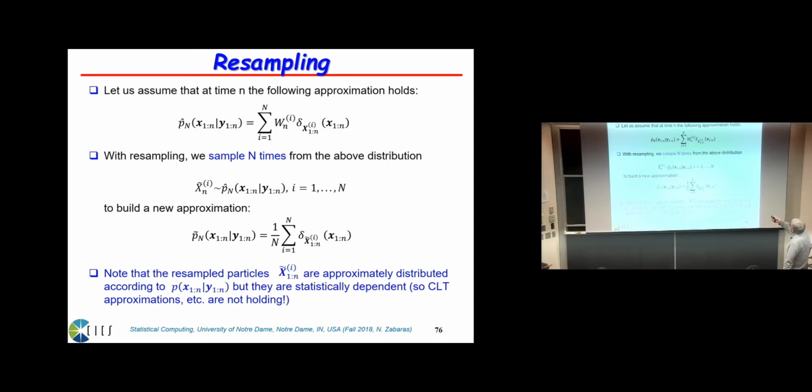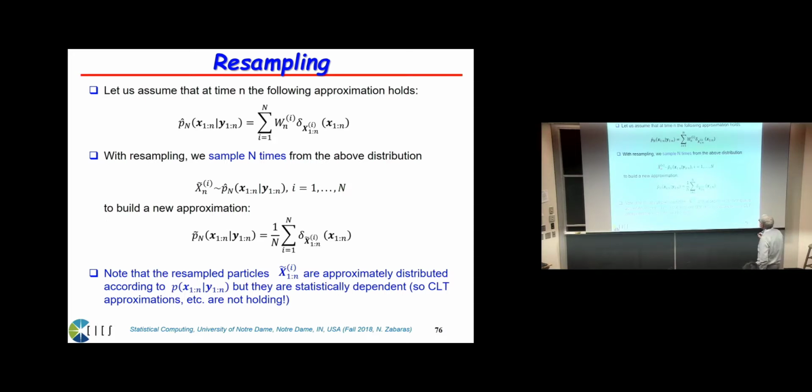Let's say you do sequential Monte Carlo. You get an approximation like this. You compute the variance of the weights, and it looks very high. So the effective number of samples is really very low. It's not n. So what you would like to do is actually resample from this distribution a new set of particles.